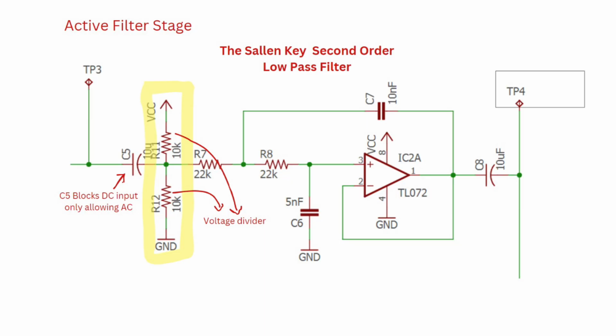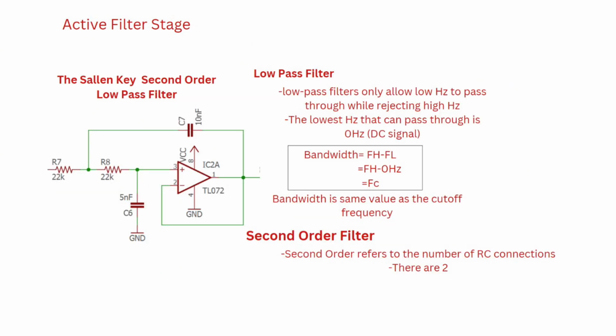Moving forward, we move on to the active filter stage. So starting from the left, we have C5 blocking the DC input, only allowing AC. Then we have another voltage divider pumping in 4.5 volts. And then everything else forms a Sallen-Key second order low pass filter.